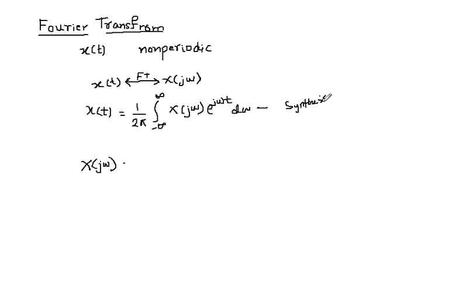Then another equation corresponds to X of j omega. This X of j omega is equal to integration from minus infinity to plus infinity of x of t, e raised to minus j omega t, dt. So these are the two equations corresponding to the Fourier transform. This is referred to as the analysis equation.